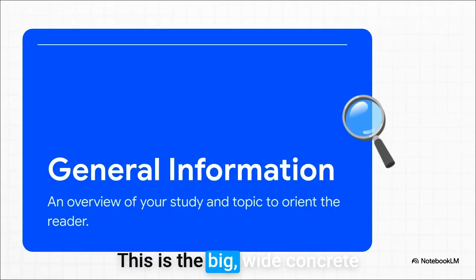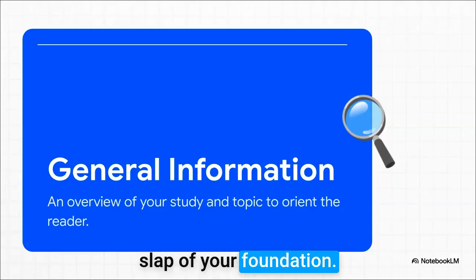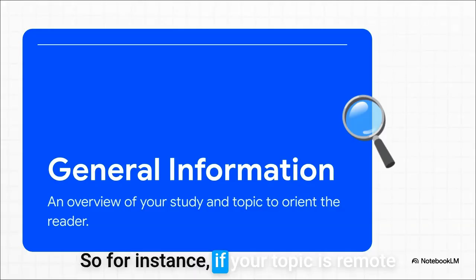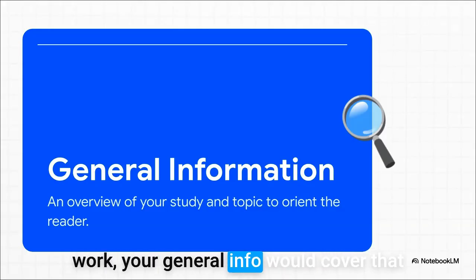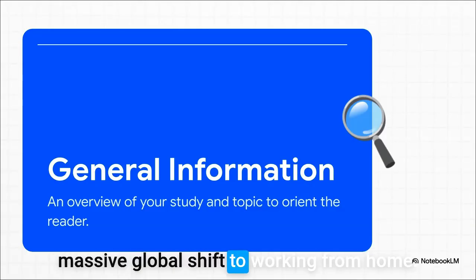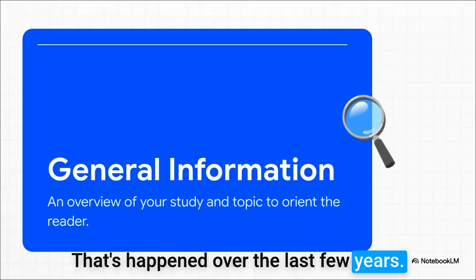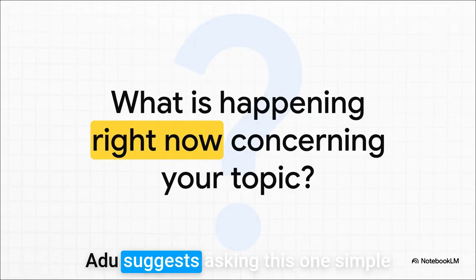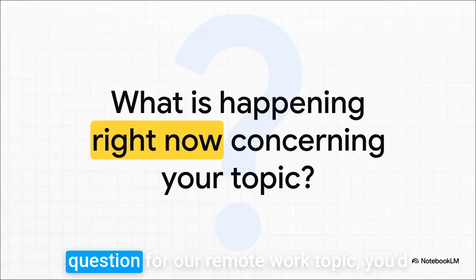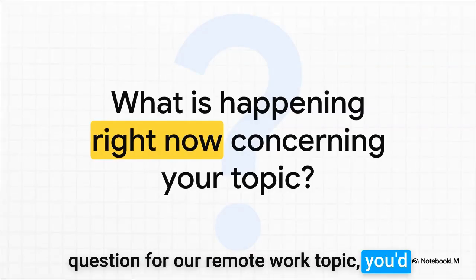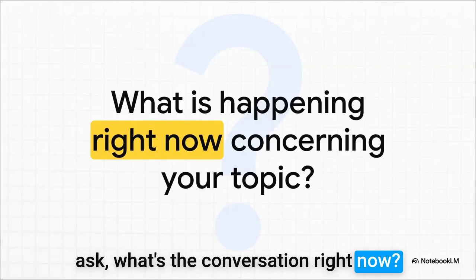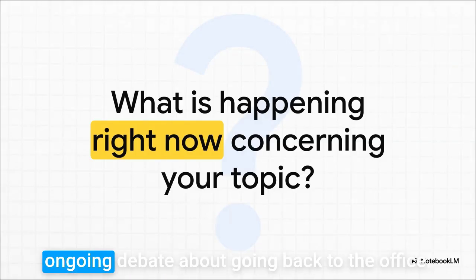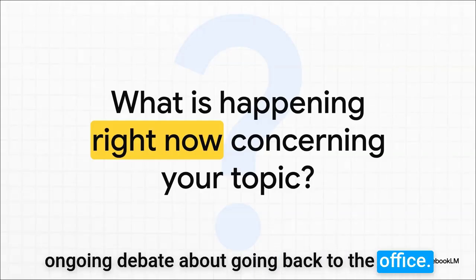So first up is general information. This is the big, wide, concrete slab of your foundation. It's a broad overview that just gets your reader oriented. So for instance, if your topic is remote work, your general info would cover that massive global shift to working from home that's happened over the last few years. Now, to figure out what to put here, Dr. Aju suggests asking this one simple question. For our remote work topic, you'd ask, what's the conversation right now? You talk about things like productivity trends, new technologies, and that whole ongoing debate about going back to the office.